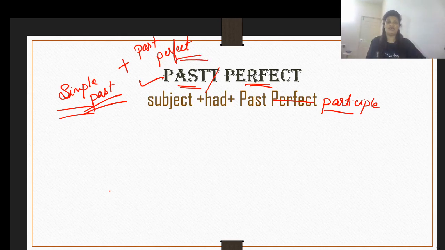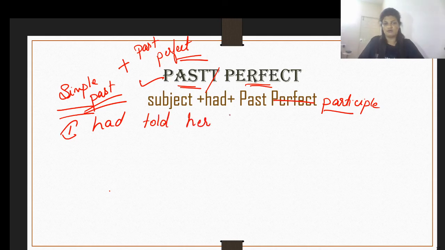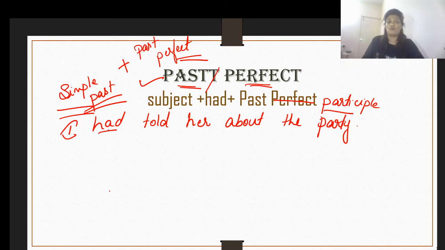Now let me give you the examples with the subject types that we discussed a little while ago, starting with I. Well, I had told her about the party. Now here, this is our subject. This is our past auxiliary, and told is the past perfect, or past participle, of tell.